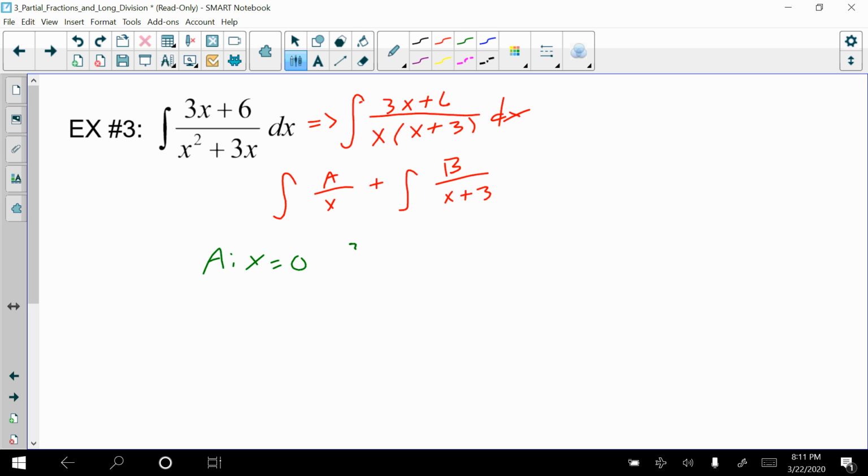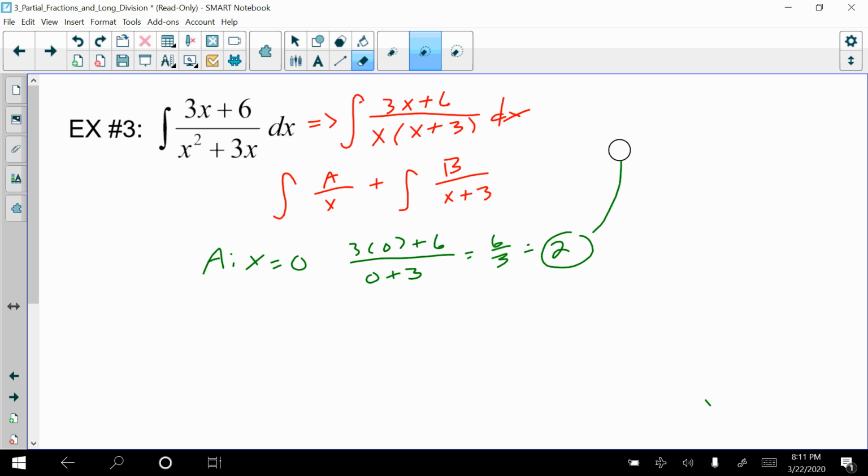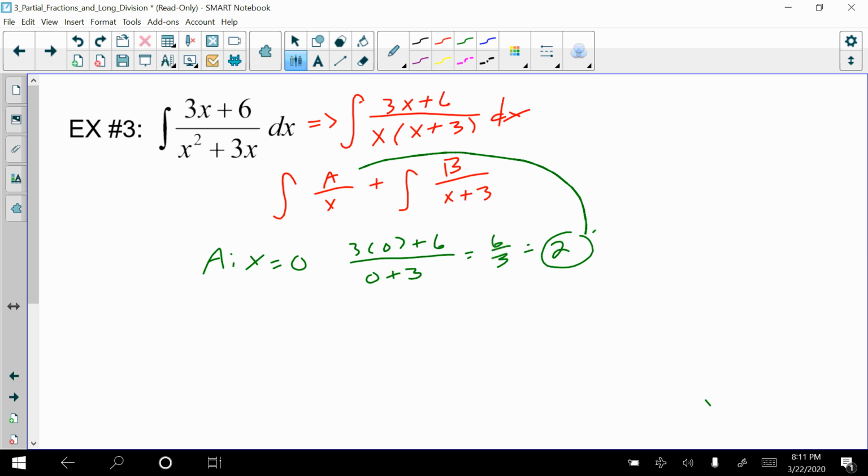So this becomes 3 times 0 plus 6 over, the denominator here is going to be 0 plus 3. So that simplifies to be just 6 over 3, which would be a 2. So that is the a number. So here is my a number.